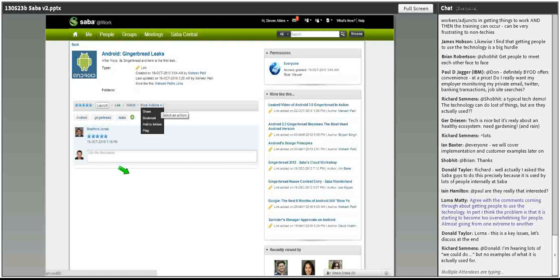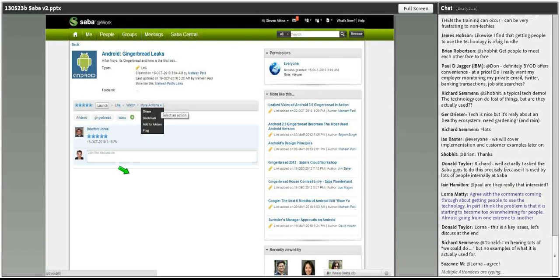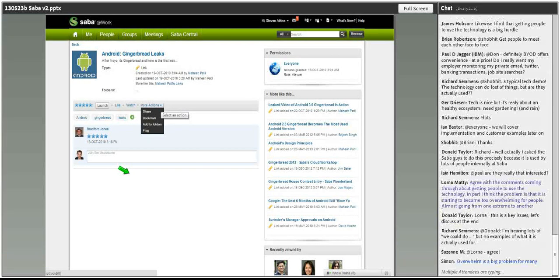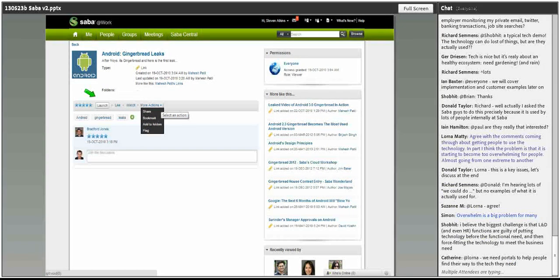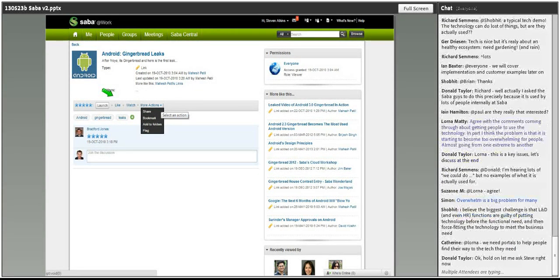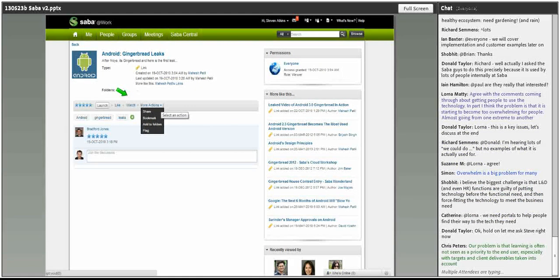But going back to that gingerbread piece, I wanted to actually find the one about the Android gingerbread leaks, and clicking through to that, I can see what's available to me. And again, I could rate this if I've read that. I could launch the link and find that information. We can do things around liking resources, right? And importantly, we can watch.